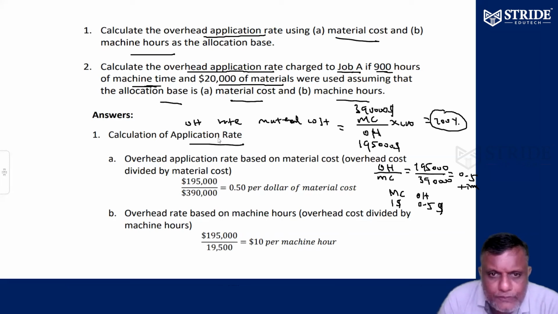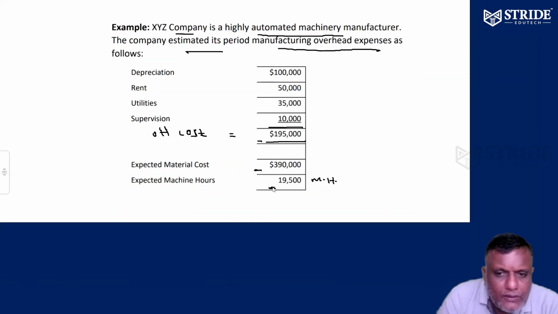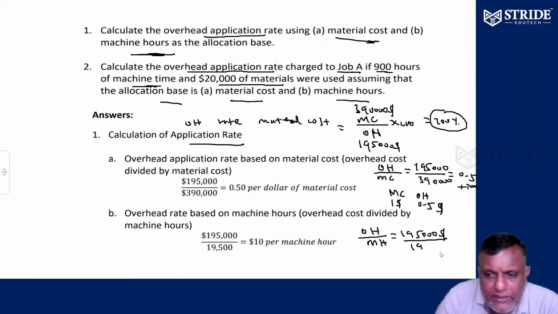Now concept number 2: overhead using machine hours. Earlier was overhead using material cost, and this is the concept using machine hours. There is only one concept. Overhead is always the numerator and machine hours always the denominator. Overhead is $195,000 and machine hours involved are 19,500 hours.